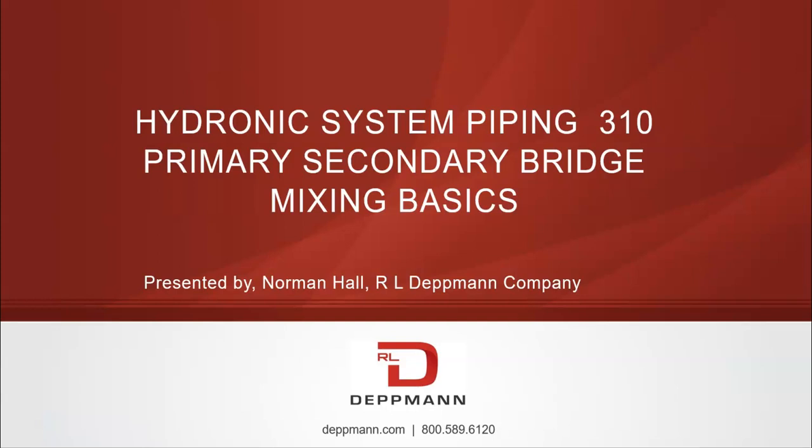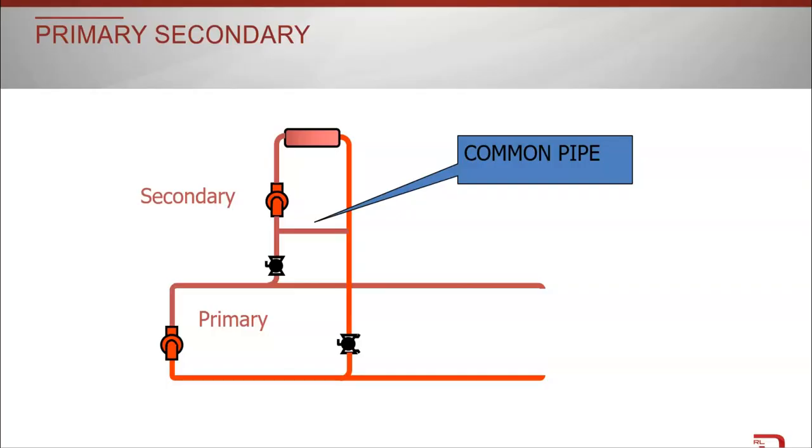Deppman Company on some of the basics of primary-secondary piping. Here's a small primary-secondary loop. The thing that makes it primary-secondary is the common pipe, the pipe between the supply and the return before it goes to the coil.